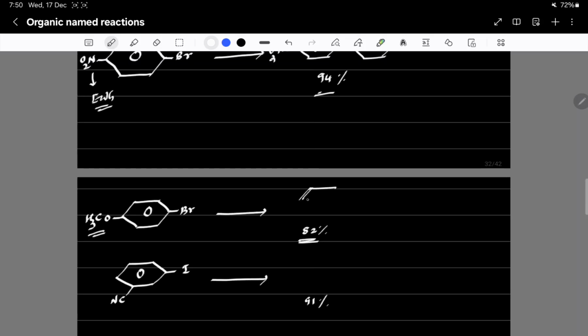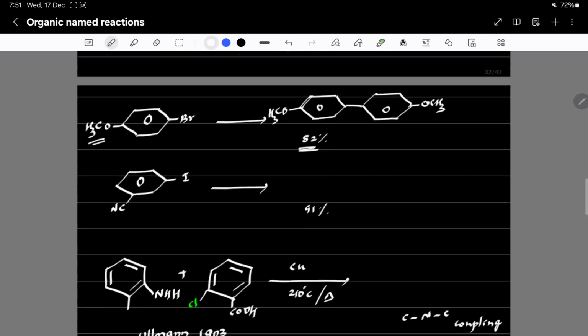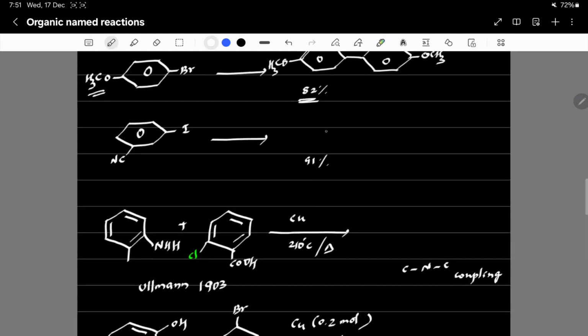Right, now look at this. So this will be OCH3 and the same, this is OCH3. Similarly, you can use this, so this compound will give 91 percentage. One, two, three. This is the possible product.